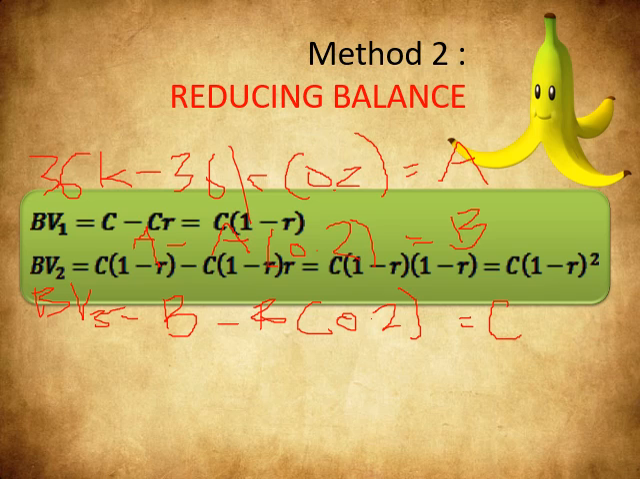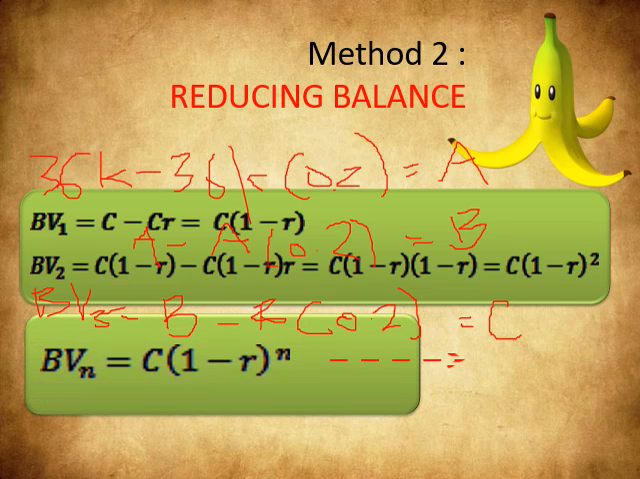Until BV sub n, it will proceed until BV sub n. So when you continue, you get this formula: BVn equals C times (1 minus R) to the power of n. So this is how we calculate the book value for any n years using the reducing balance method.